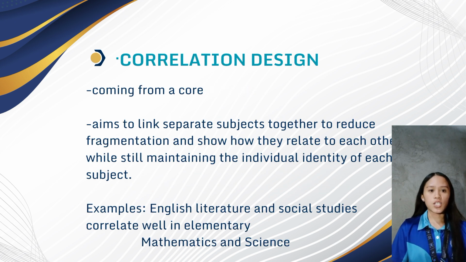Next is correlation design, coming from a core. Correlated curriculum design links separate subject designs in order to reduce fragmentation. Subjects are related to one another and still maintain their identity. For example, English literature and social studies correlate well in the elementary level.